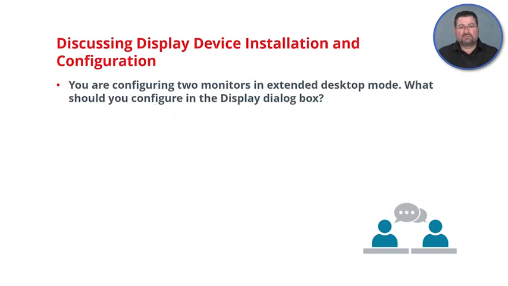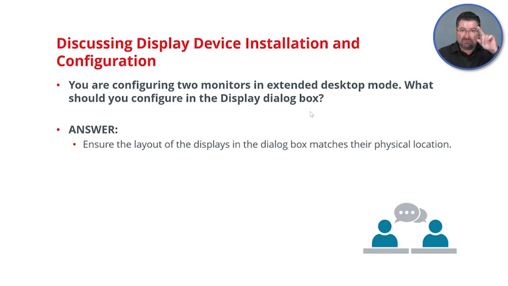You're configuring 2 monitors to extend desktop mode. So this is where we have one monitor and then I drag my cursor to another, but both are displaying different information. It says, what should you configure in the display dialog box? Here's a really important one too. Ensure the layout of the displays in the dialog box matches their physical location. That was the first thing we talked about. Make sure the monitors in the box match how the cursor is going to move. If not, just grab the box in the actual display utility and hop it in front or behind.